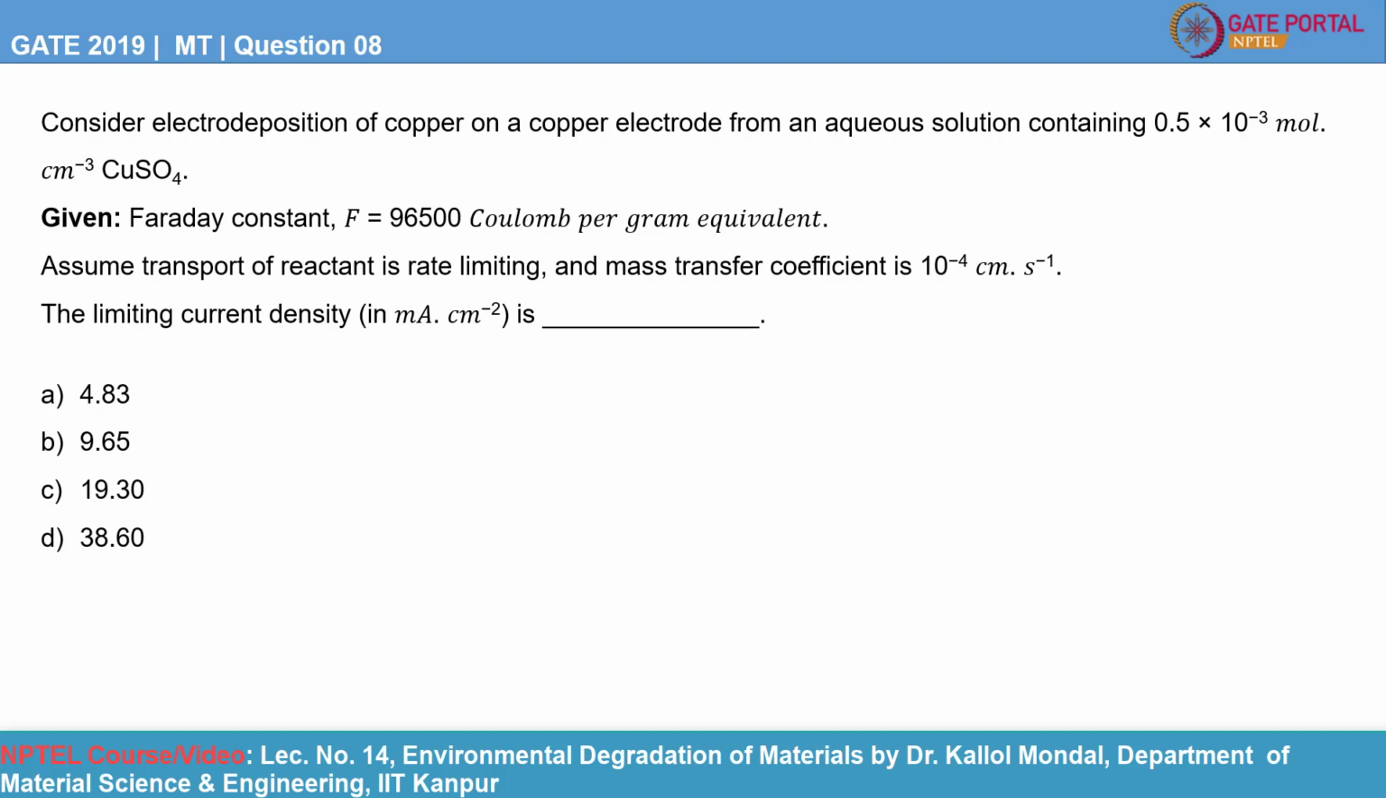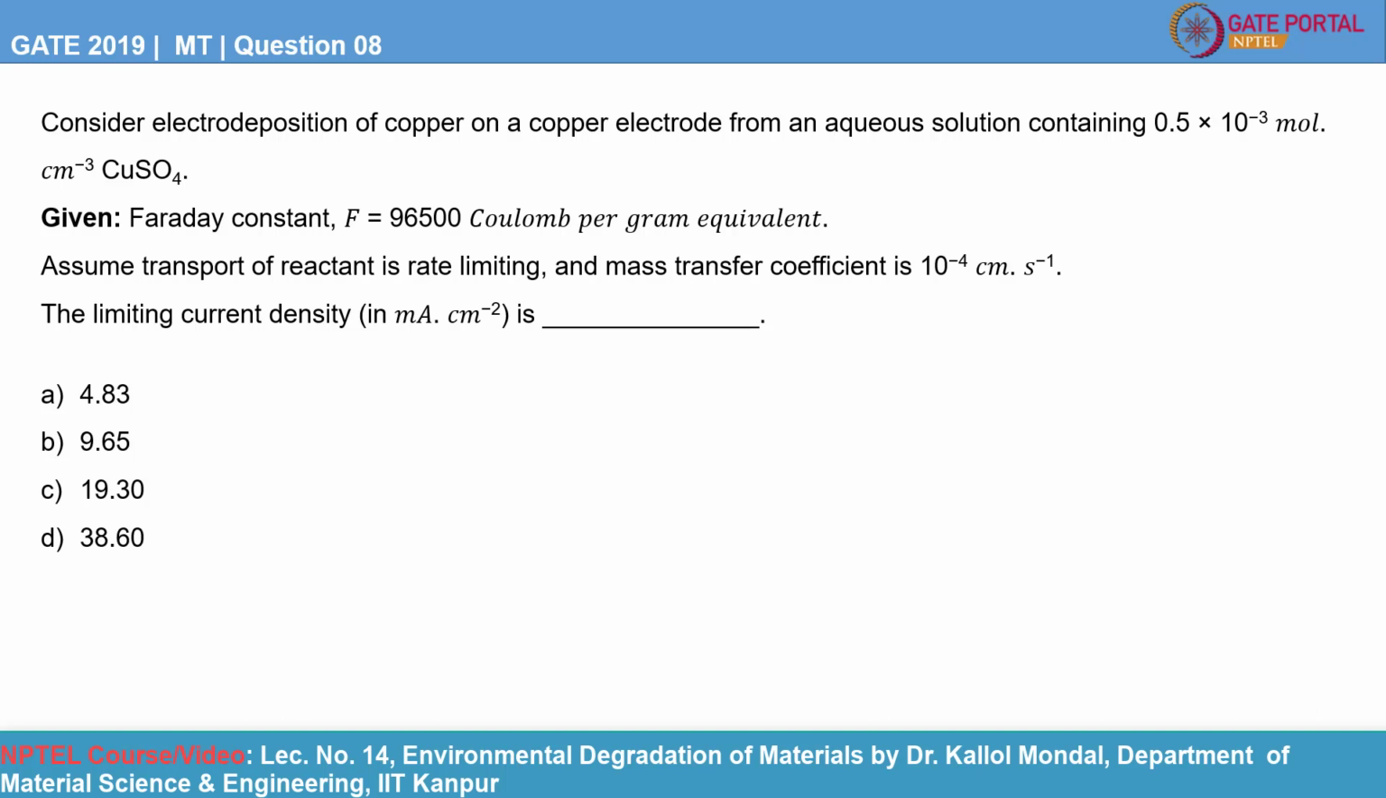GATE 2019 Metallurgical Engineering. Question 8. Consider electrode deposition of copper on a copper electrode from an aqueous solution containing 0.5 into 10 raised to the power minus 3 mole per centimeter cube CuSO4. It is given that the Faraday's constant is 96500 coulomb per gram equivalent.